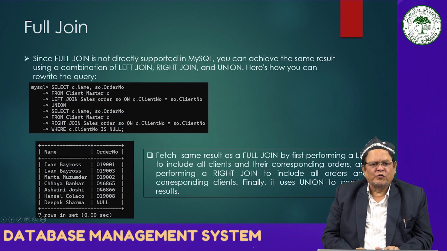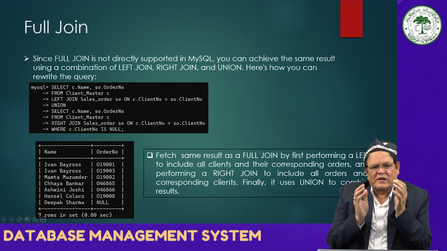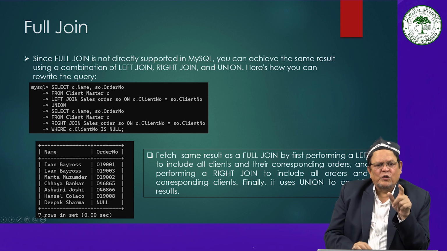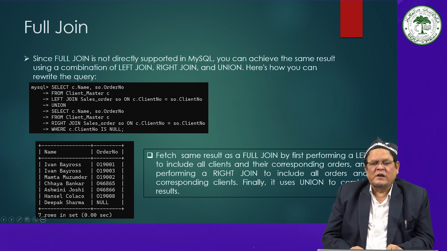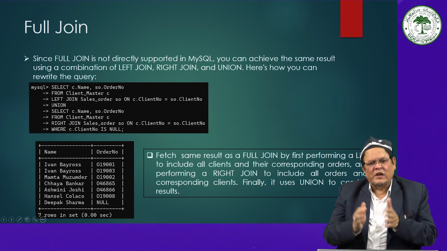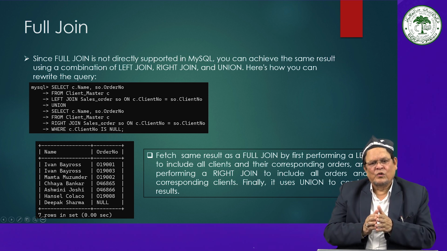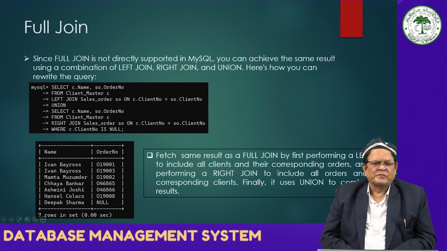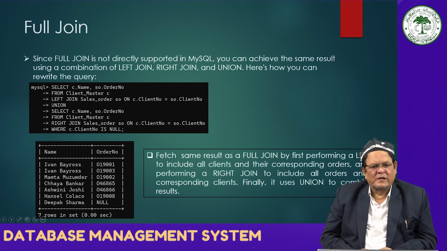Next is full join. I am taking one example, and by this example you will be able to understand and it will be very clear how it works. Since full join is not directly supported in MySQL, you can achieve the same result by combining a left join and a right join, and then making a union. You have to write the query in such a way, as you can see on my slide.